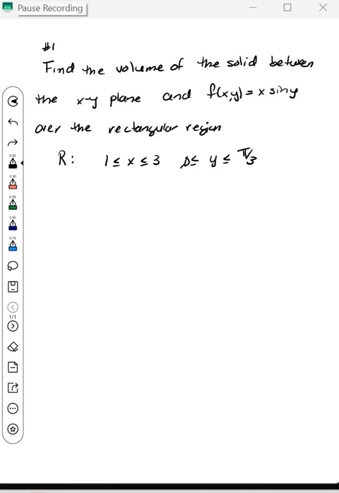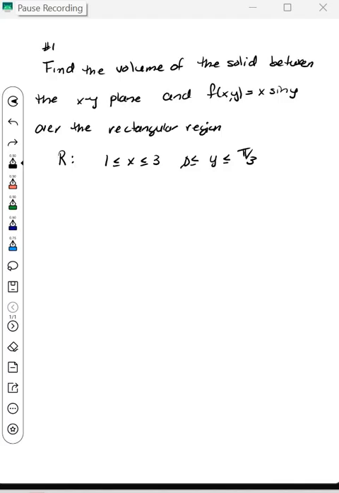So here's quiz 6. I'm just going to do each one of the problems. So the first problem, you had to find the volume of the solid between the xy plane and this function f of xy equals x sine y over this rectangular region. I'm not going to draw anything.